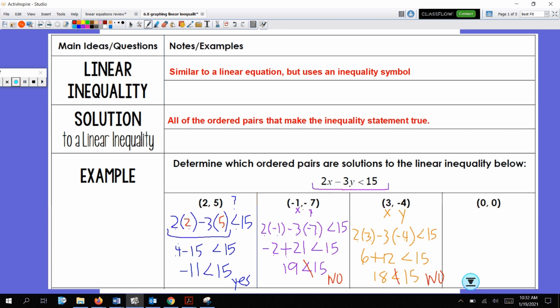All right, one more. We have the ordered pair 0, 0. By the way, that's the money ordered pair to plug in. It's my favorite one because it's so easy to plug in 0, right? So we have 2 times 0 minus 3 times 0. Is that less than 15? 2 times 0 is 0. Negative 3 times 0 is 0. 0 minus 0 is 0. See why 0 is the best? So is 0 less than 15? Why, yes, it is. So that's what it means to be a solution to an inequality. You must be able to plug in your x and your y and get a true statement.